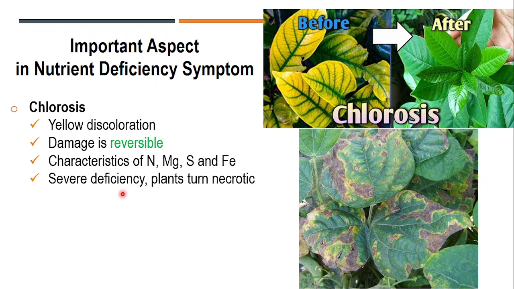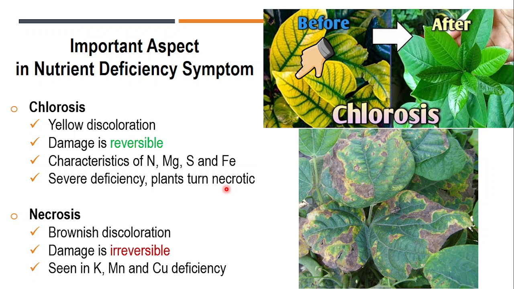However, kung nasobrahan naman, due to a severe deficiency, plants turn necrotic. Ano naman itong necrotic or necrosis? This is now brown discoloration, parang ganyan. And the damage is irreversible or hindi na siya pwedeng mabalik kasi namatay na yung plant na yan or yung part of that plant. This is seen mostly in potassium deficiency, manganese, and copper deficiency.